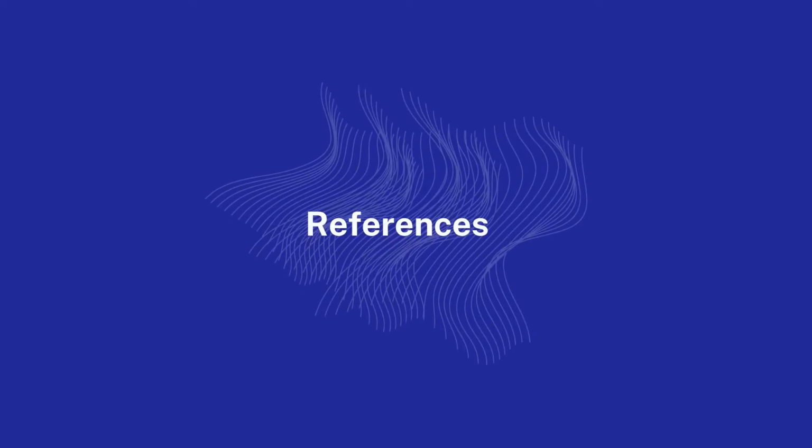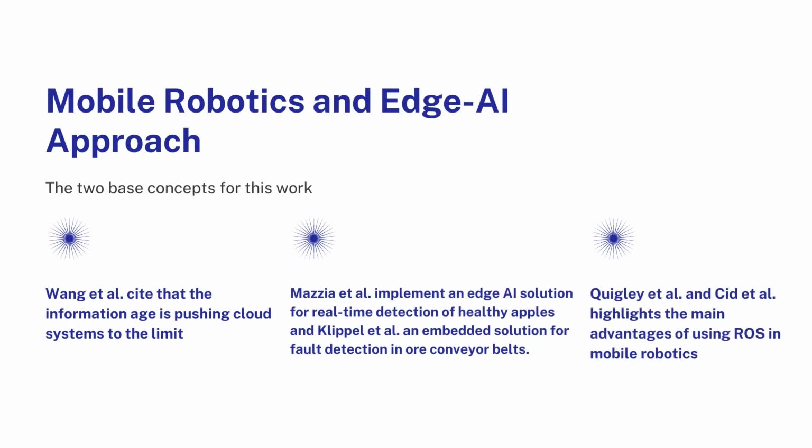For our references, the two main aspects are mobile robotics and edge AI. On the edge AI side, we've got Wang, Madzia, and Clippo all showing that we increasingly need more processing power at the edge, in cases where you can't reach the cloud for processing these neural networks. While Quigley and Sid highlight the main advantages of using ROS, the Robot Operating System, to build mobile robots.